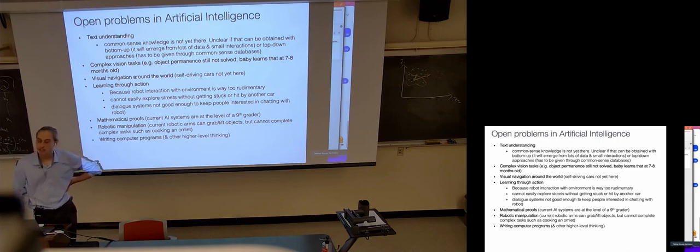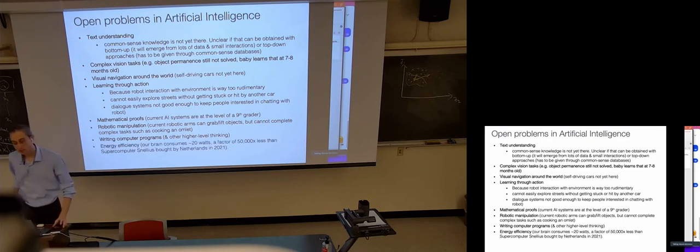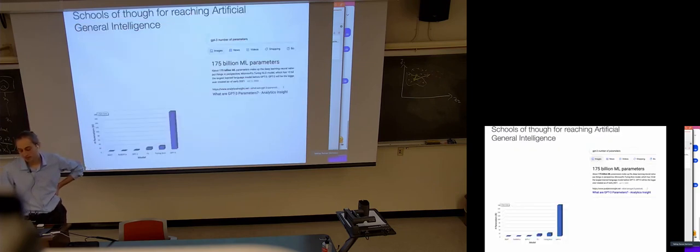Writing computer programs and high-level tasks. We could have AI systems write computer programs themselves, like an algorithm that does all kinds of things. I think we're actually getting there in some sense, but we still don't have that. Energy efficiency is another big problem. Our brain consumes way less energy than the biggest supercomputers nowadays. For example, the biggest supercomputer in the Netherlands in 2021 was consuming 50,000 times more energy than a human brain, and it still wasn't able to do all of those tasks that we can do. So we still have to work a lot on that front.